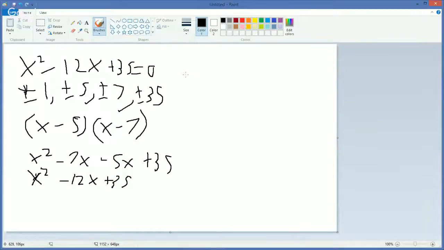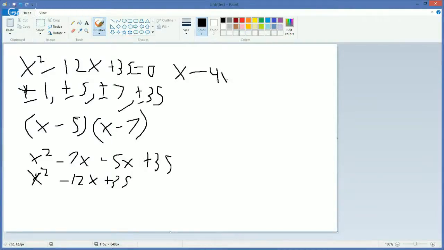All right, so let's try this one. X squared minus 4x 32. Was that a plus or minus 32? Minus. Okay, so x squared minus 4x minus 32.